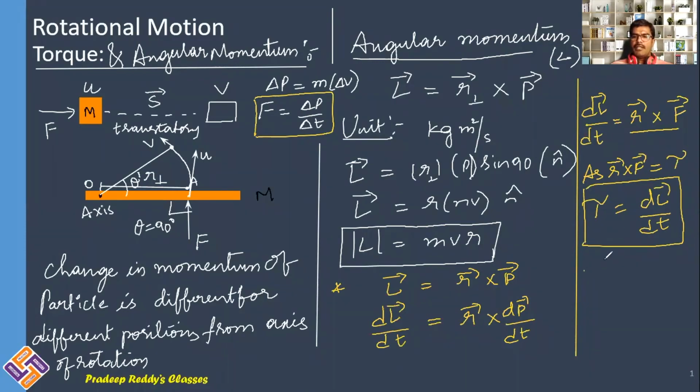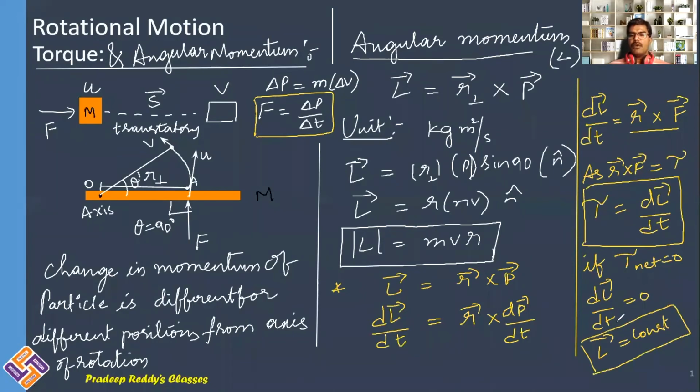If tau net is equal to 0, then dL bar by dt is equal to 0 and L bar is equal to constant. It means that the angular momentum of a rotating body will be maintained constant. This is said to be the law of conservation of angular momentum.